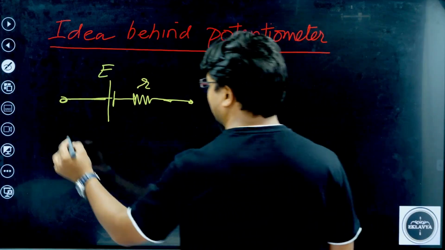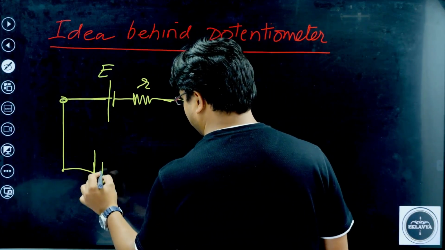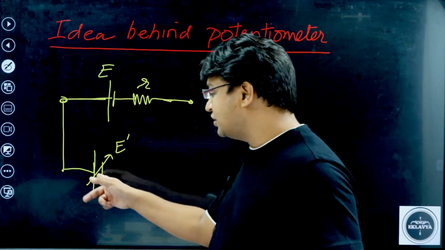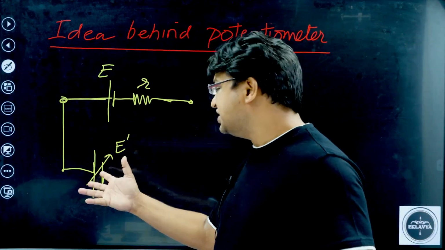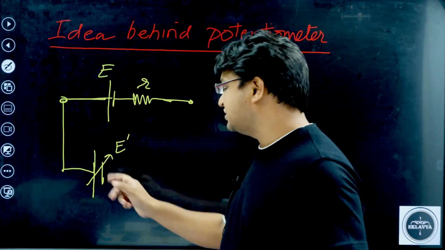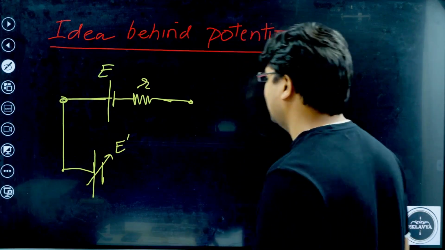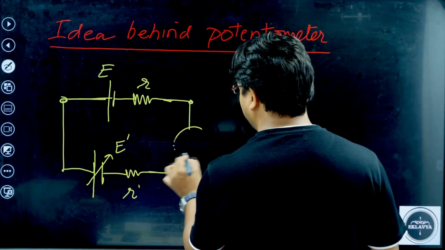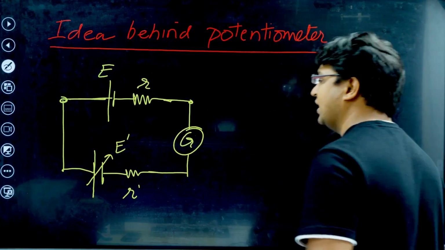Instead, I'm planning to connect another battery here, the EMF of which is within my control. Let's say I can control the EMF of this battery. It's a magic battery. I can turn a knob and I can increase the EMF of this battery. This battery may have some internal resistance also. So I put a galvanometer in the circuit and I create this.